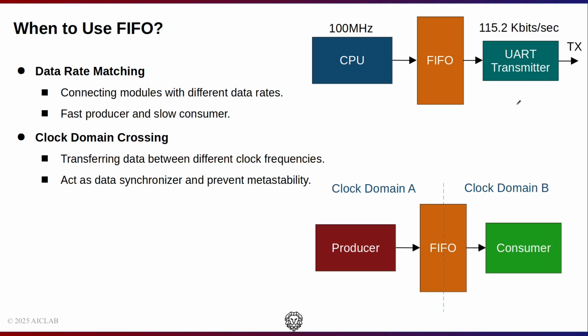Second use case, clock domain crossing. When the producer operates at clock domain A and consumer operates at clock domain B. Clock domain A and clock domain B are asynchronous. It means that there is no phase relationship between clock A and clock B. In this use case, FIFO acts as a data synchronizer and prevents metastability.